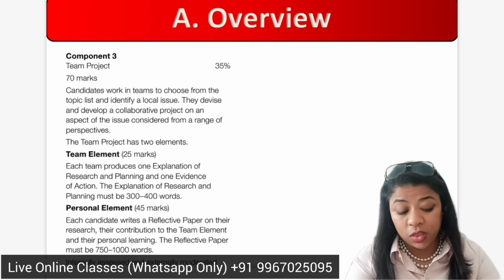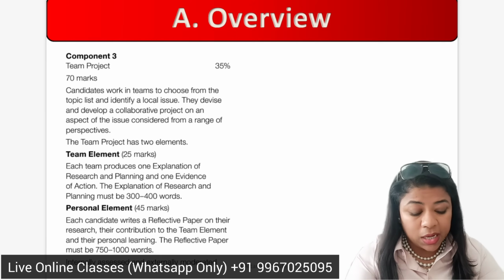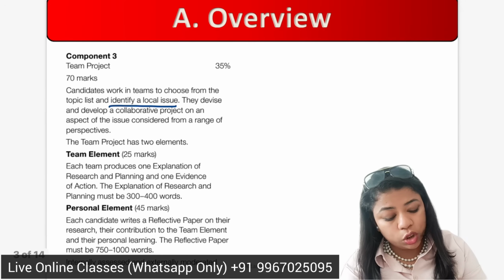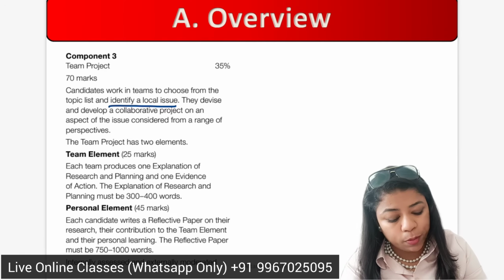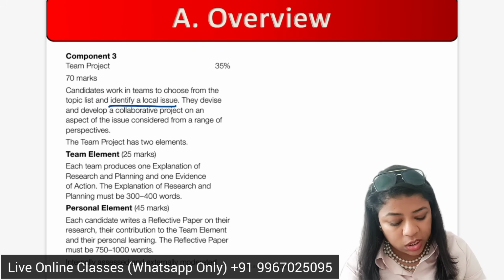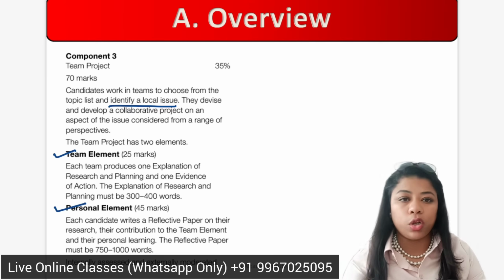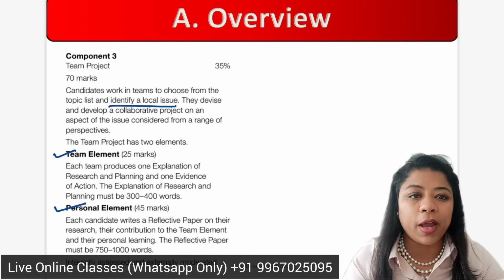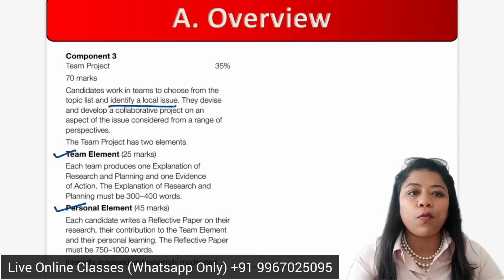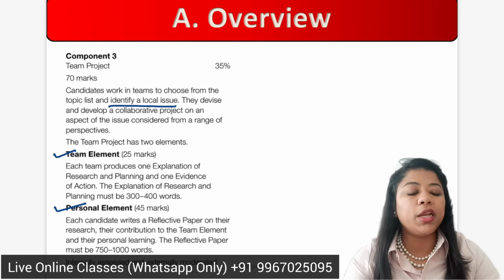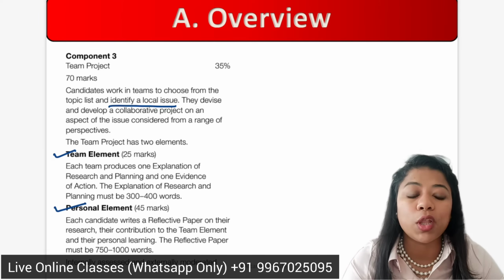Now next is component 3, which is your team project, which carries 70 marks. It constitutes 35% of your total marks allocated for Global Perspectives. Candidates work in teams to choose from the topic list and identify a local issue. They devise and develop a collaborative project on an aspect of the issue considered from a range of perspectives. The team project has 2 elements, the team element and the personal element. The team element is what you submit as a team, which carries 25 marks, and the personal element is for 40 marks, which you write individually.